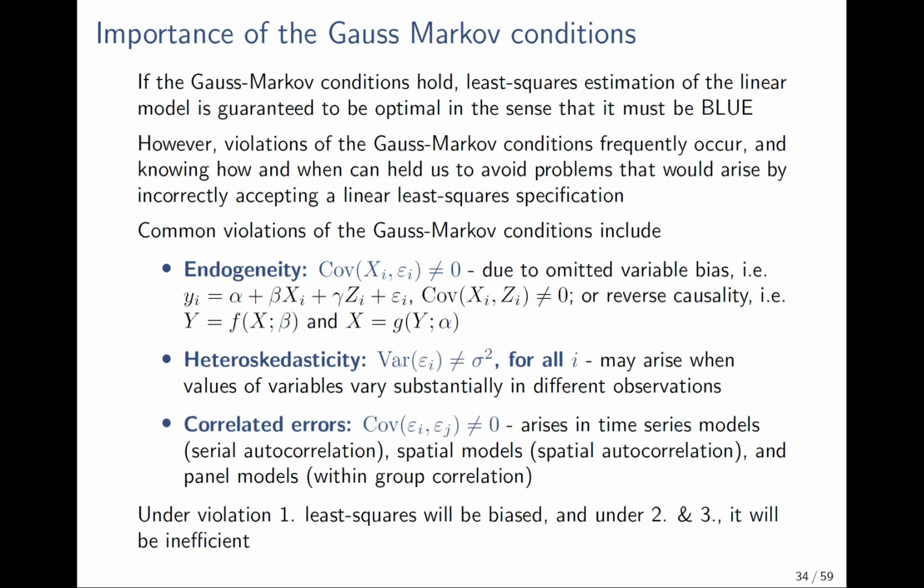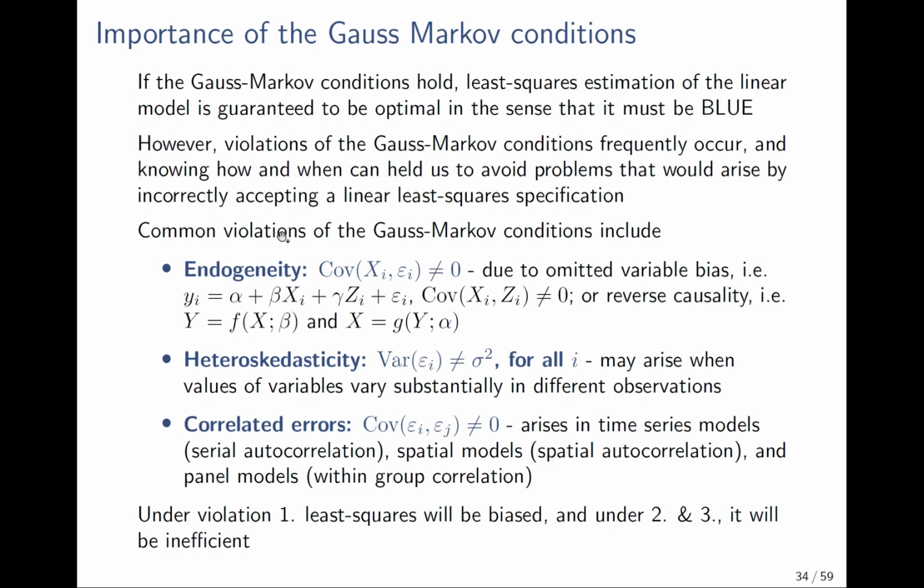However, violations of the Gauss-Markov conditions frequently occur, and knowing how and when they occur can help us to avoid problems that would arise by incorrectly accepting least squares specification. Essentially, when the Gauss-Markov conditions fail, we don't have to give up regression, we just need more complicated models. But I just want now to talk about some common violations of the Gauss-Markov conditions.